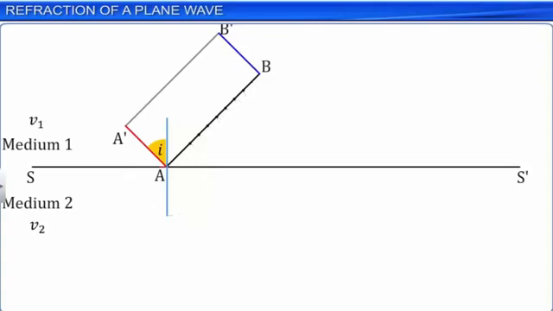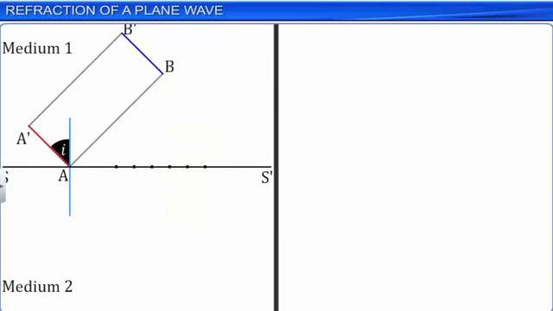As the wavefront travels from medium 1 to medium 2, different points of the wavefront are incident on the interface SS' at different instants of time. If the point B is incident on the interface at C after t seconds, then BC is equal to V1t. Since the speed of light in medium 2 is V2, during the same period, the secondary wavelet generated at point A at time t equal to 0 will have formed a hemisphere of radius V2t.